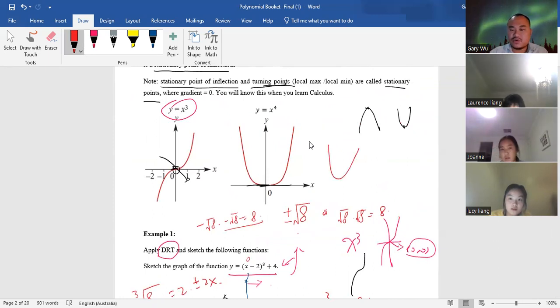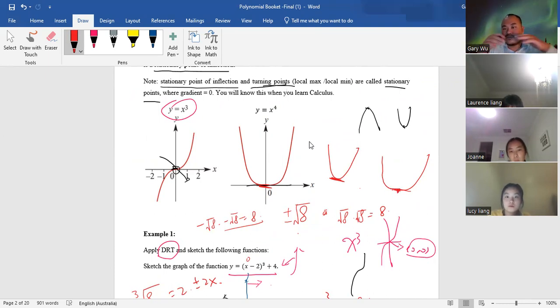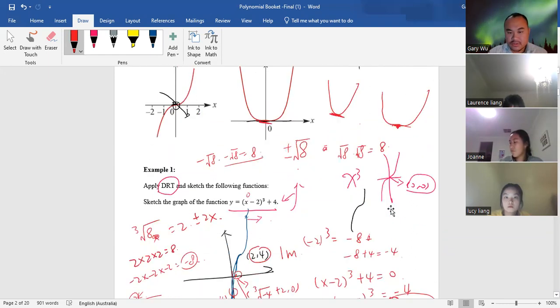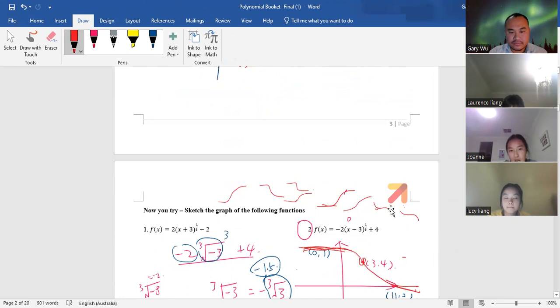Okay, it's sort of like a quadratic, but see the bottom is flatter and the quadratic is sharper. Even though it's flatter, it doesn't mean this is a straight line. We only have one point as the turning point. It just looks flat, but it's not totally horizontal. It's only the turning point, and at that point the gradient is 0. So be mindful of that.